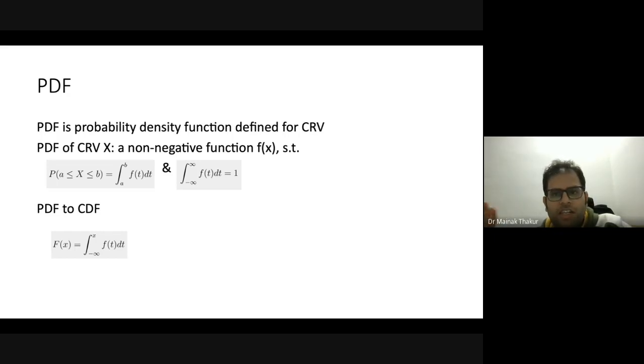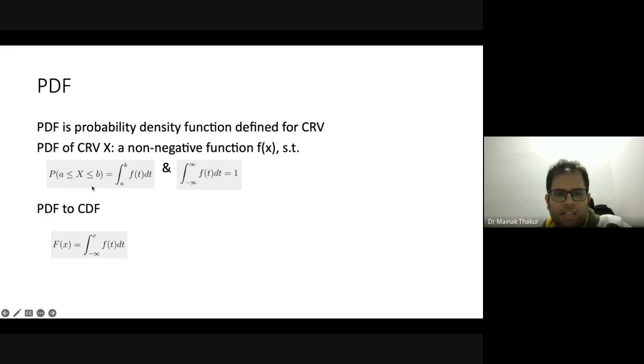Now PMF works only for discrete random variables. PDF is the probability density function. It is defined only for continuous random variables. The PDF of a continuous random variable X is a non-negative function fx, called the probability density function, such that the probability of the random variable X lying between two values a and b is equal to the integral from lower limit a to upper limit b of f of t dt. So if you integrate the density function from a to b, you will get this probability.